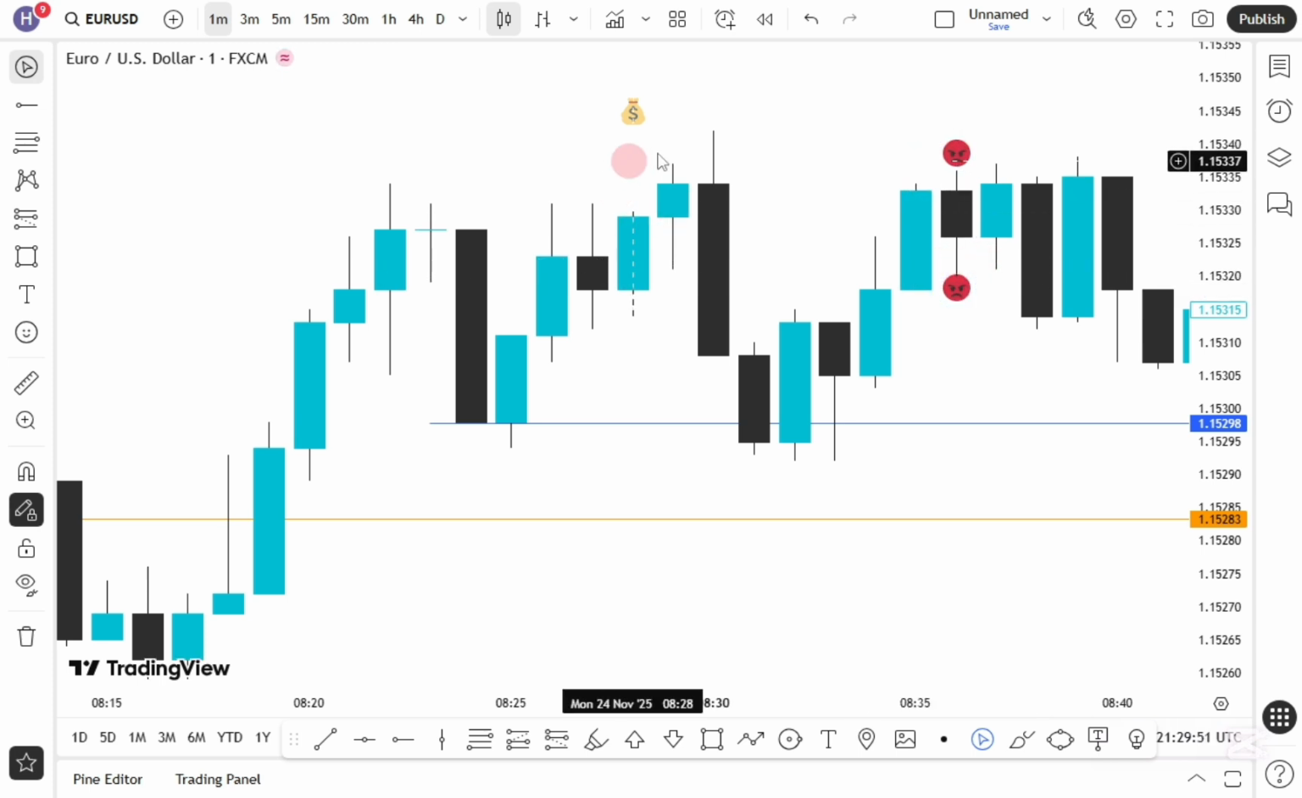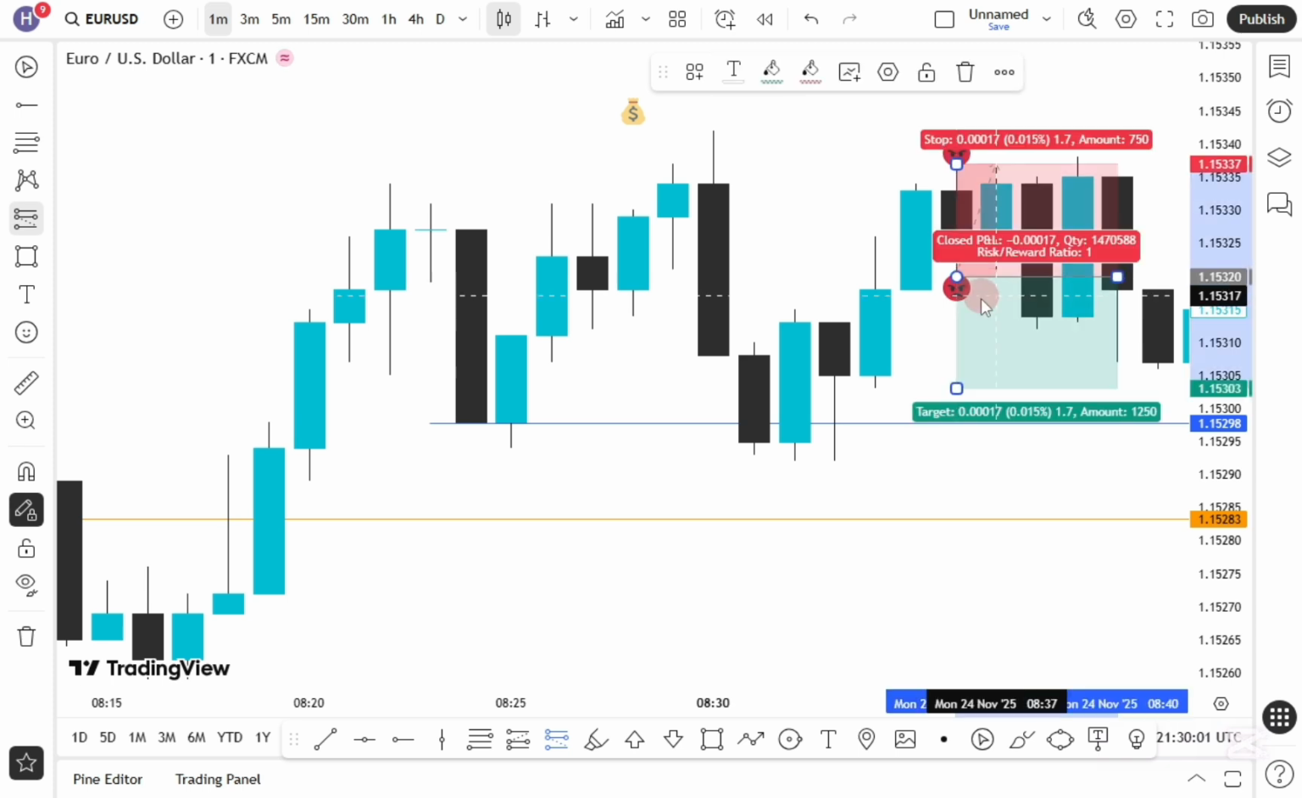Now, don't forget, this is our target. This is where the fair value gap is being crossed. So I'm going short. This is how I enter the market. Bam. That's my entry, and that's my stop loss here.